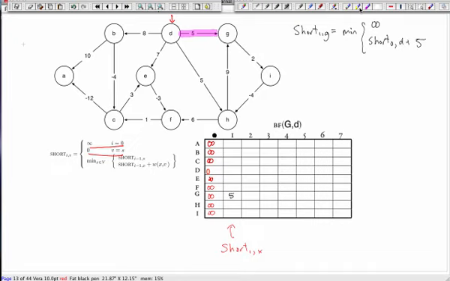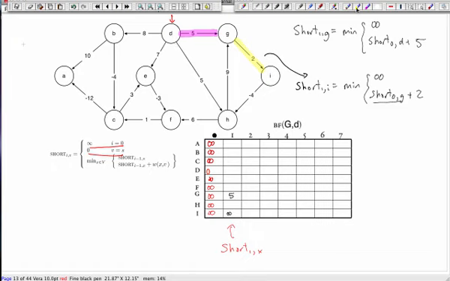And similarly, now we can look at this edge right here. And this edge is going to be short of 1 comma I is going to be min of infinity, or short of 0 comma G plus 2. But in this case, short of 0 comma G is what? It's infinity, right? So in this case, I is the minimum of infinity, and so there's no update to that particular node. That's still going to be infinity. And you can go through the rest of this. You'll basically notice that the only values that are going to be updated are the ones that can be reached by 1 hop from D.